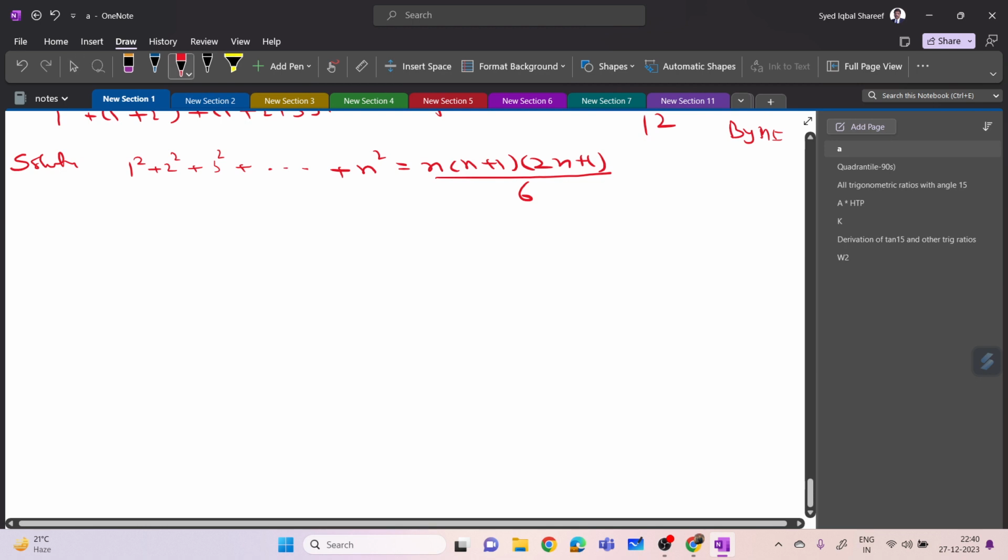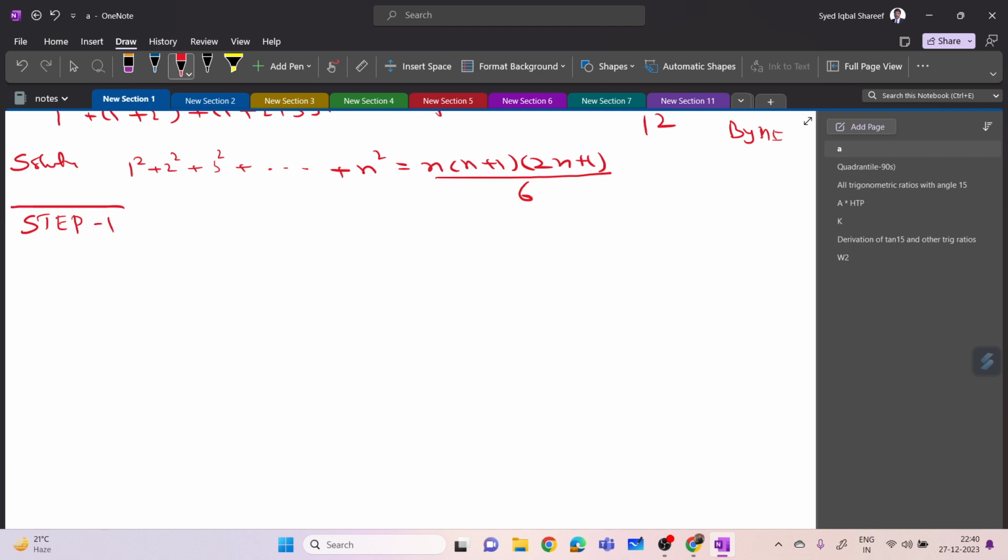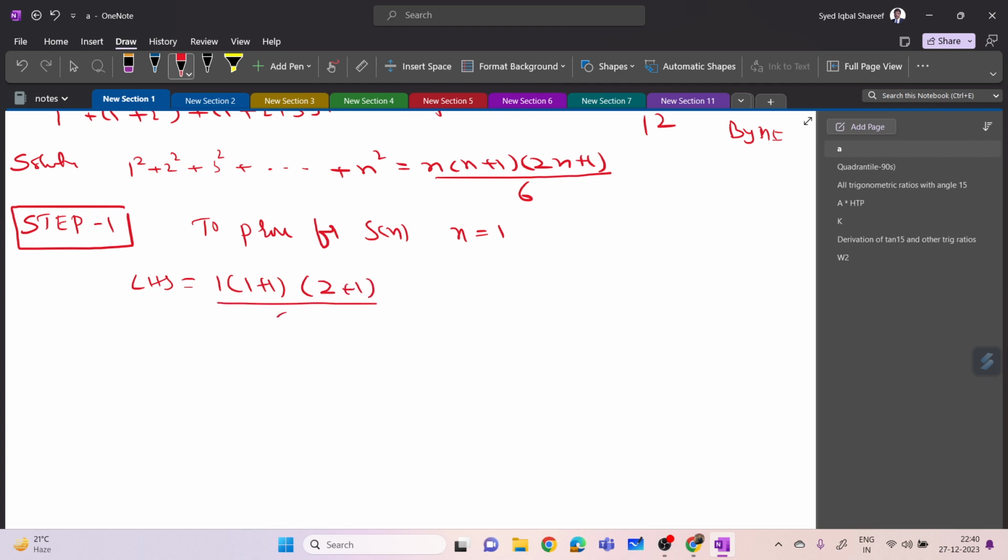So step 1, to prove for S(n), n equal to 1. Left hand side equal to 1 into 1 plus 1, 2 plus 1 by 6. 1 plus 1 is 2, 2 plus 1 is 3, 6 by 6 is 1.